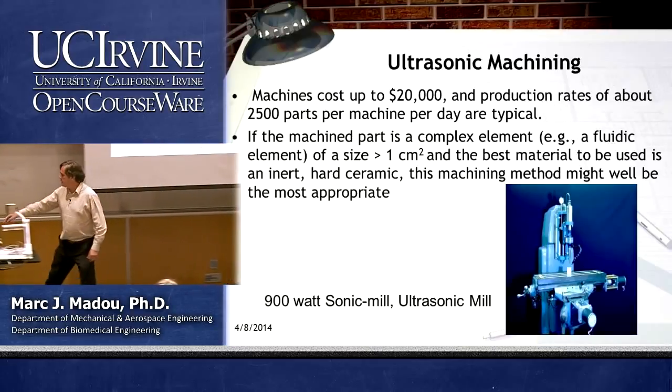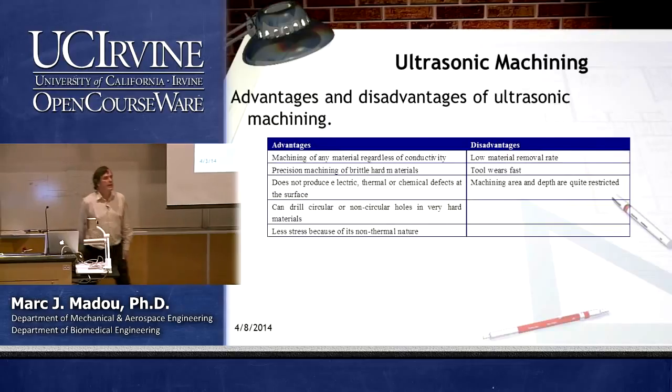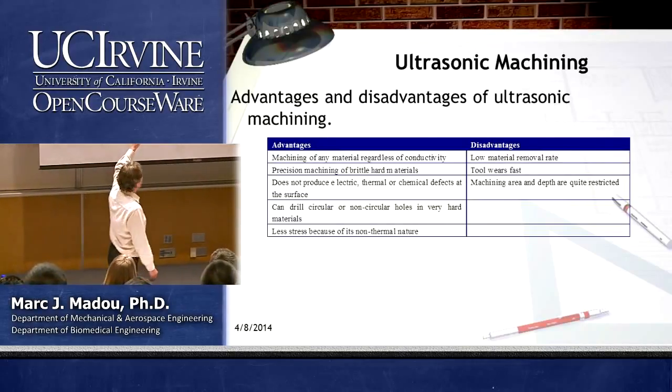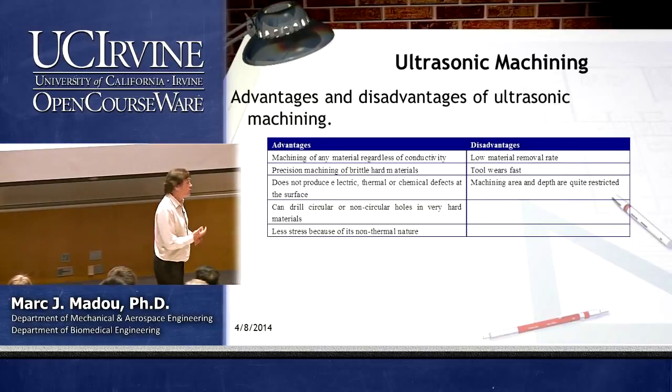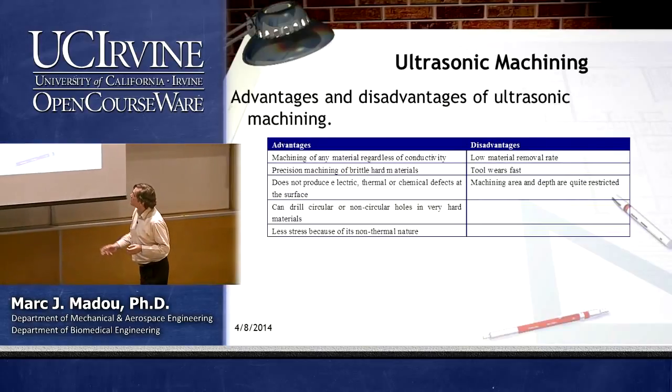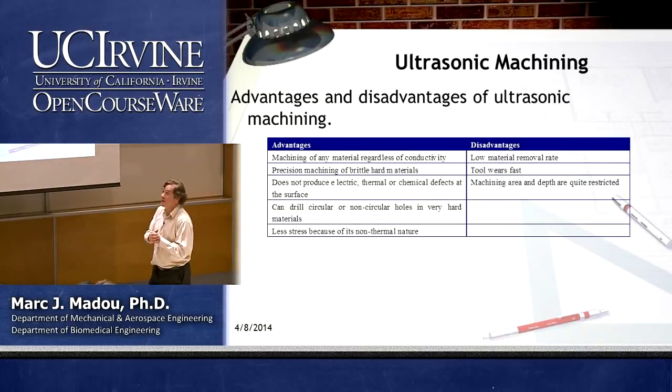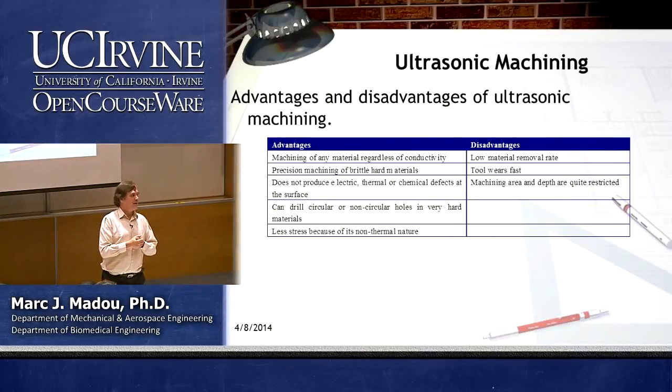The next slide is a comparison table, and I want to see if each of you agrees with all of the statements. We have advantages of this new technique you're introduced to, and disadvantages. So, advantages: machining of any material regardless of conductivity. We understand that, right?